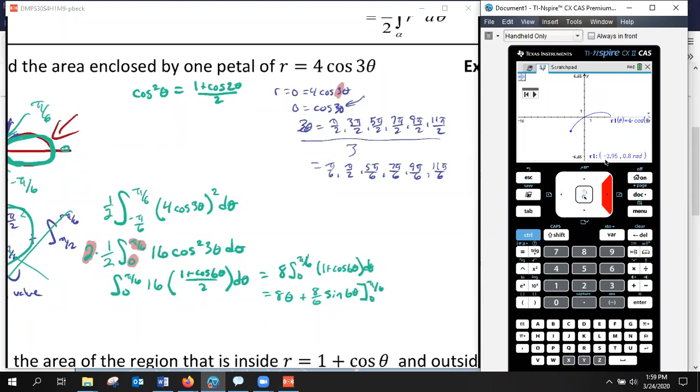Let's go ahead and finish working this out. So 8 times pi over 6 ends up giving us 4 pi over 3. And then the sine, if we plug in the pi over 6, the sine of pi is 0. So 4 pi over 3 plus 0, and then minus 0 plus 0. That suggestion of going from 0 to pi over 6 is a really good one. So we end up with 4 pi over 3 as our answer.